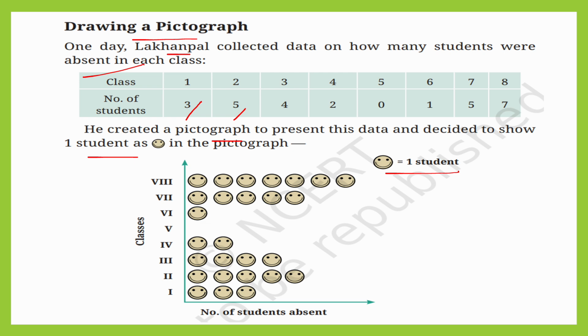Here see, he created a pictograph like this. See, for class 1, how many absentees are there? 3. Class 2, 5. In class 3, 4. Then class 4, 2. Then in class 5, no absentees. Then class 6, 1. Then in class 7, 5. Then in class 8, 7. So he created a pictograph like this.